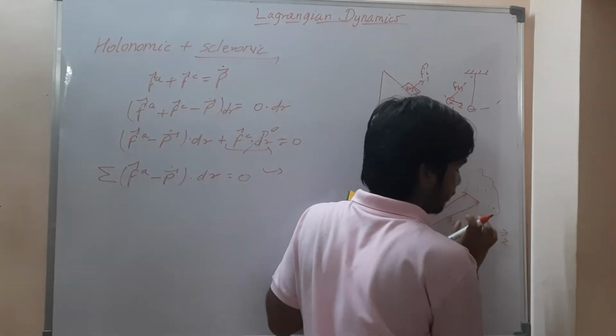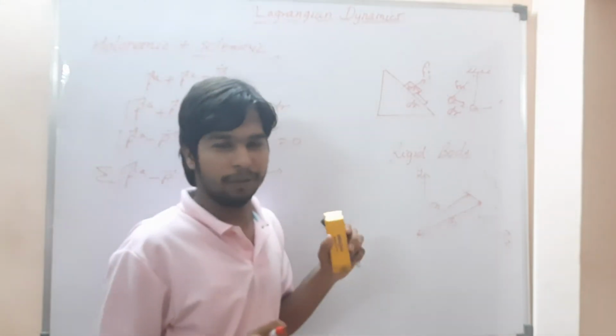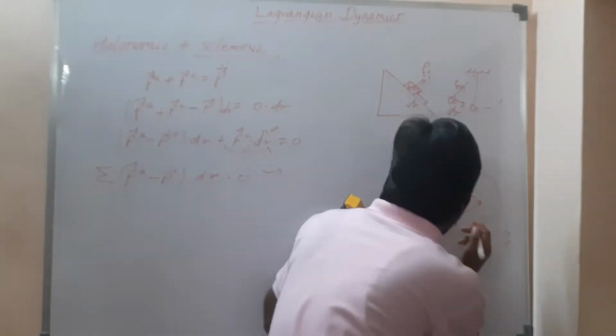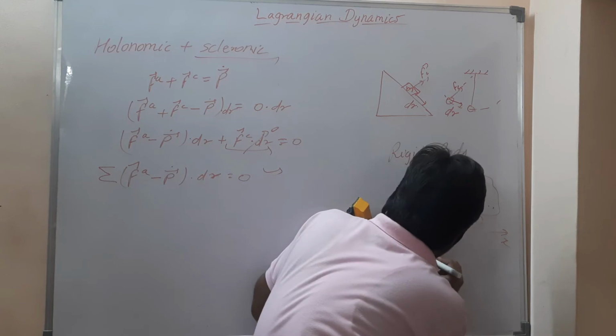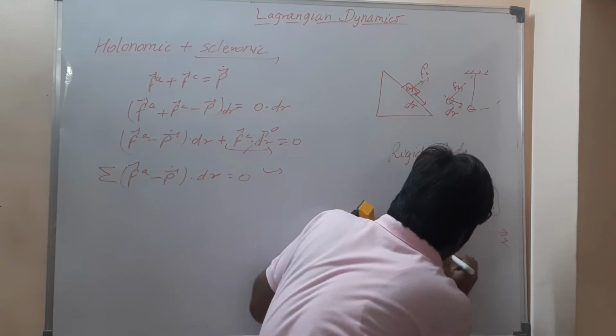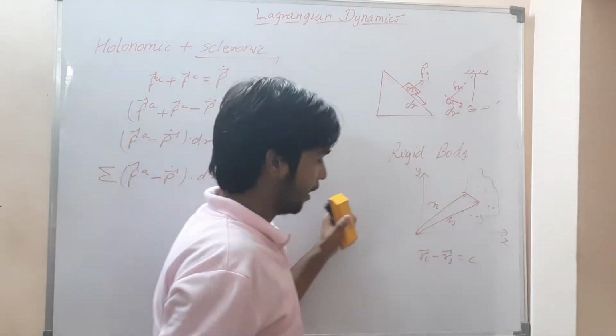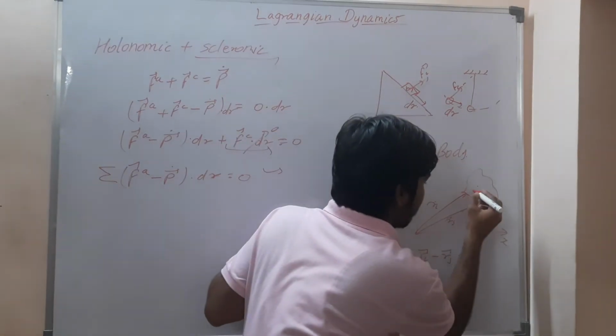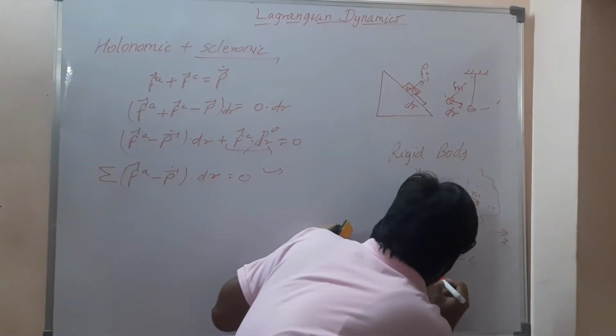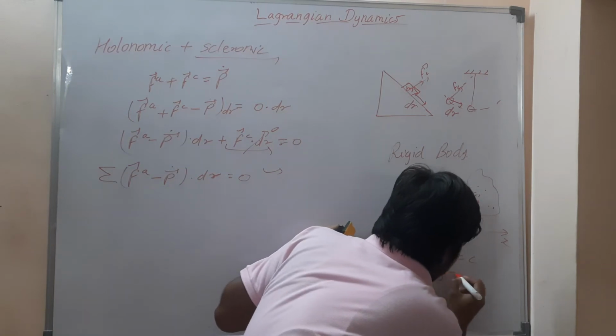So if you know the property of a rigid body, what do you know? We know that the distance between every particle in a rigid body will be constant, it won't change. So I can write like this: Ri minus Rj will be constant, and I can write it as Rij. So Rij is equal to constant.